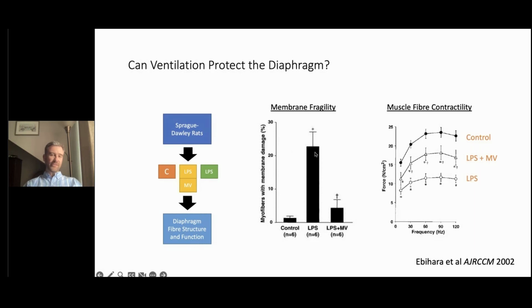So sepsis and systemic inflammation seem to render the muscle membrane fragile and vulnerable to injury. And here you can see on the right that this has important functional consequences. The worst degree of dysfunction is in the animals with LPS alone, and mechanical ventilation is actually somewhat protective by comparison. So this reinforces the idea that under-assistance from the ventilator may actually cause diaphragm myotrauma as much as over-assistance.